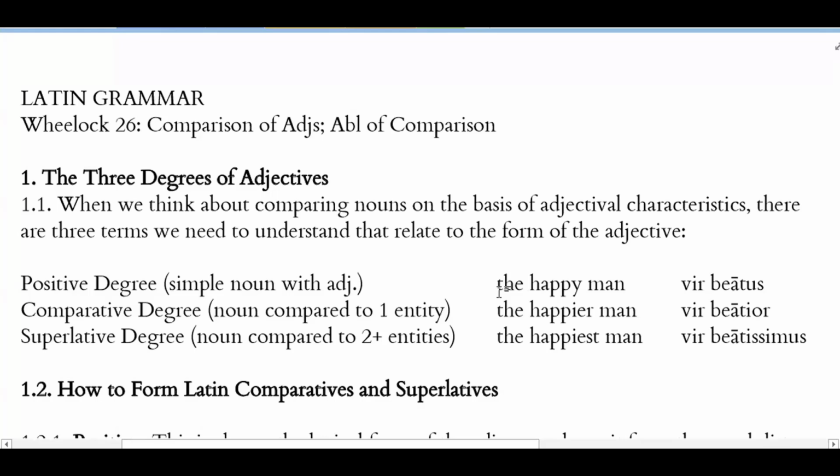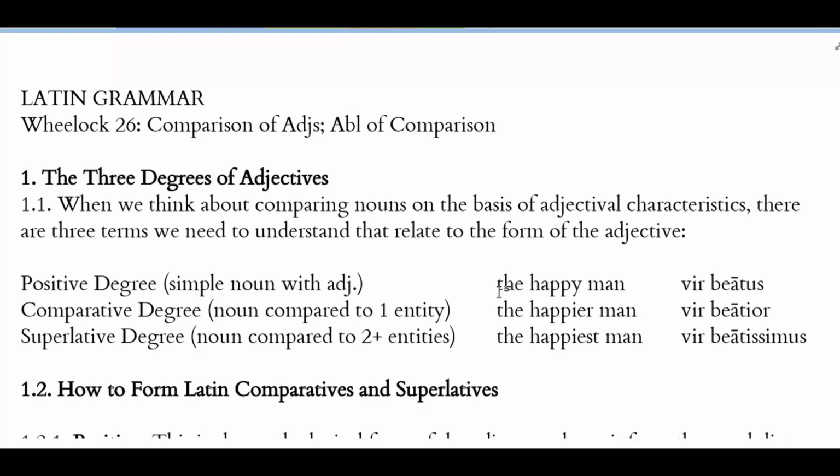that accompanies a noun. So when we say the happy man, in Latin, vir beatus, okay, so the happy man. And this is just the normal adjective form. This is the one that you'll see when you get a new adjective in your lexicon or your vocab list.